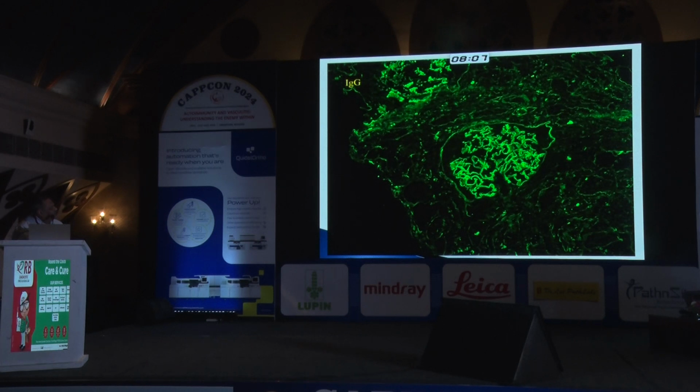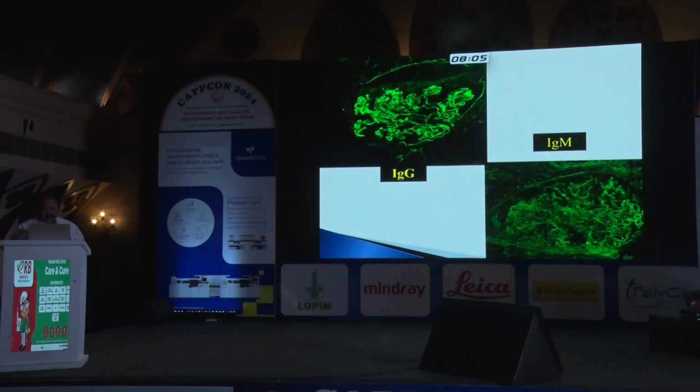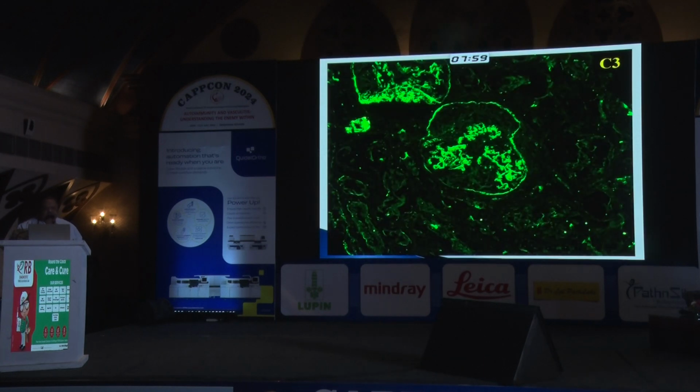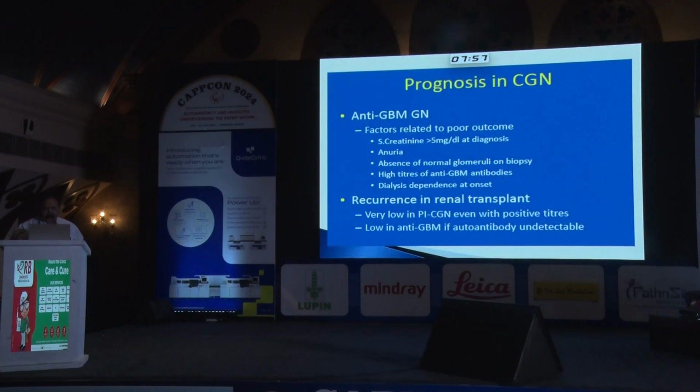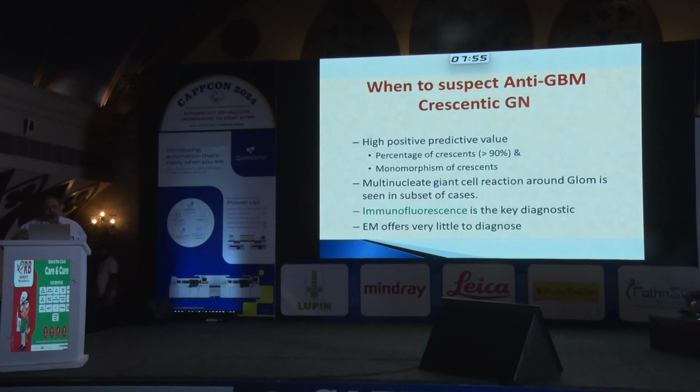Linear deposit of IgG along the capillary walls. So some amount of IgM was negative, however, C3 was also present. So the percentage of crescents is more than 90%. This gives a high positive predictive value.